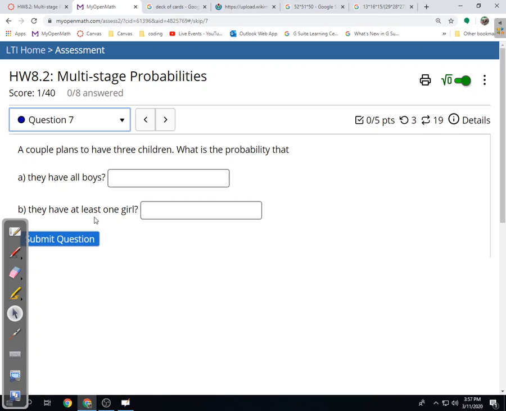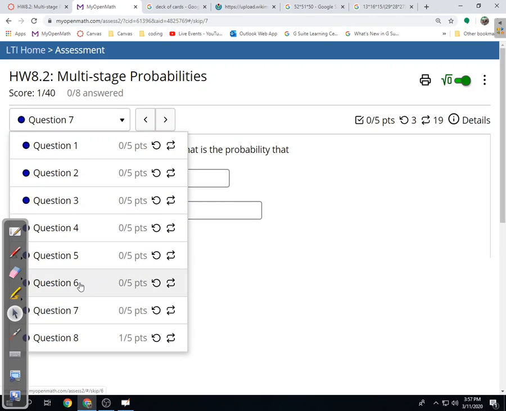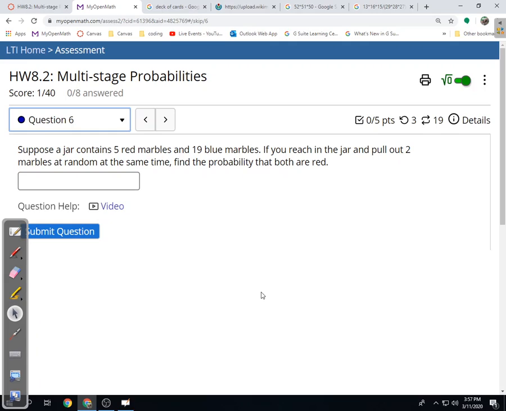We just did that problem on the board, so the answer to question number 7 is in your notes. Marbles. This is much like the problem we just did, but we're just doing 2 marbles.